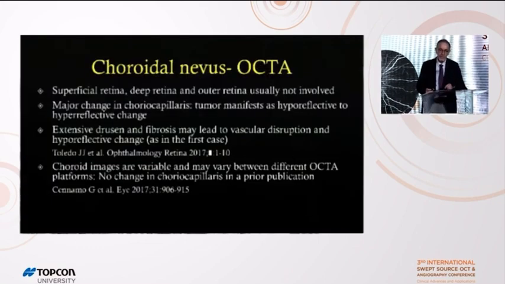Summing up the OCTA findings in choroidal nevus, the retinal layers are usually not involved, and the major change is in the choriocapillaris. Tumor manifests as hyporeflective to hyperreflective change, and extensive drusen and fibrosis on the tumor surface may lead to vascular disruption and a hyperreflective change, as in our first case, and this finding has been reported before by Toledo and associates. And choroidal findings are variable and may vary between different OCTA platforms, and there was no change in choriocapillaris in patients with choroidal nevus in a prior publication by Gennaro and associates.